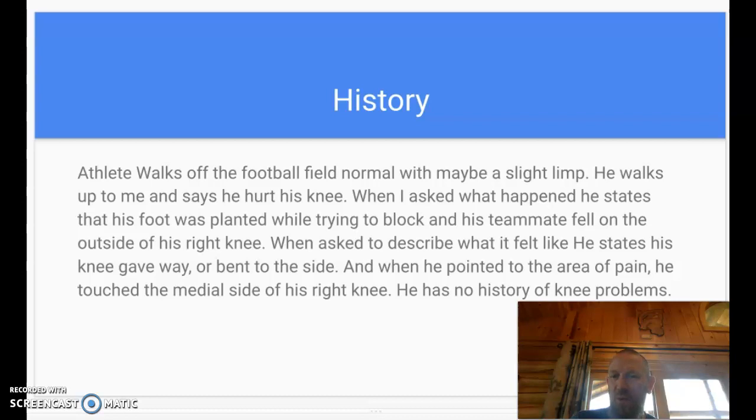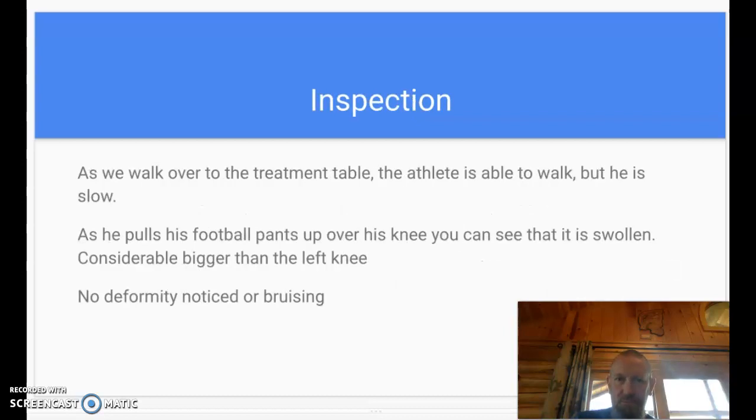When I asked him to describe what it felt like, he says it felt like his knee gave away and that his knee actually bent to the side. When asked where it hurts, he pointed to the area of the pain as being in the medial side of his knee. He has no history of knee problems. As he walked over to the treatment table, he is able to walk, maybe just a slight limp, a little ginger walking, but he's able to move without a ton of pain.